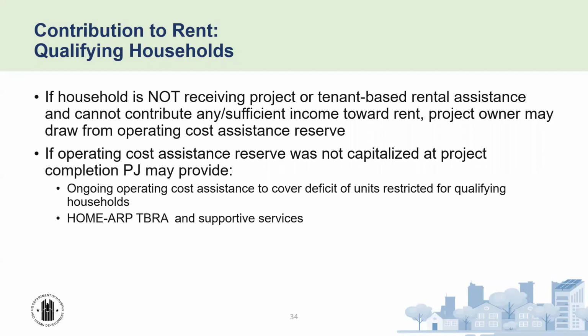If HOME-ARP funds weren't used to capitalize an operating cost assistance reserve at initial commitment, the PJ may provide ongoing operating cost assistance to cover the deficit associated with the units that are restricted for the qualifying households. The qualifying household may also receive HOME-ARP TBRA in conjunction with supportive services to cover the unit rent and ensure that the household remains housed. Just remember that HOME-ARP TBRA, operating cost assistance, and supportive services can't be provided to the unit and the household beyond the September 30th, 2030 HOME-ARP budget period. Next slide.